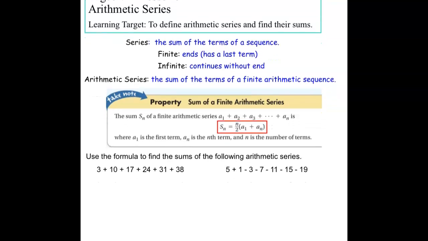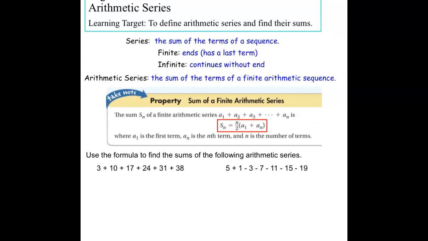So a series is the sum of the terms of a sequence. It is finite if there is a last term, if the sequence ends. It's infinite if it continues without end. So if your sequence of numbers has a last term, we say it's a finite series. If it has the little dot, dot, dot at the end and it doesn't specify an end to it, then we have an infinite series. An arithmetic series is the sum of the terms of a finite arithmetic sequence.